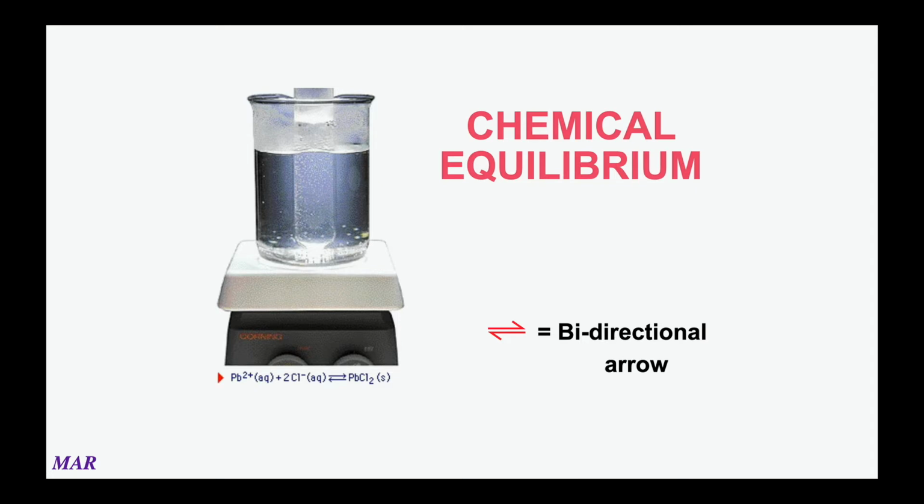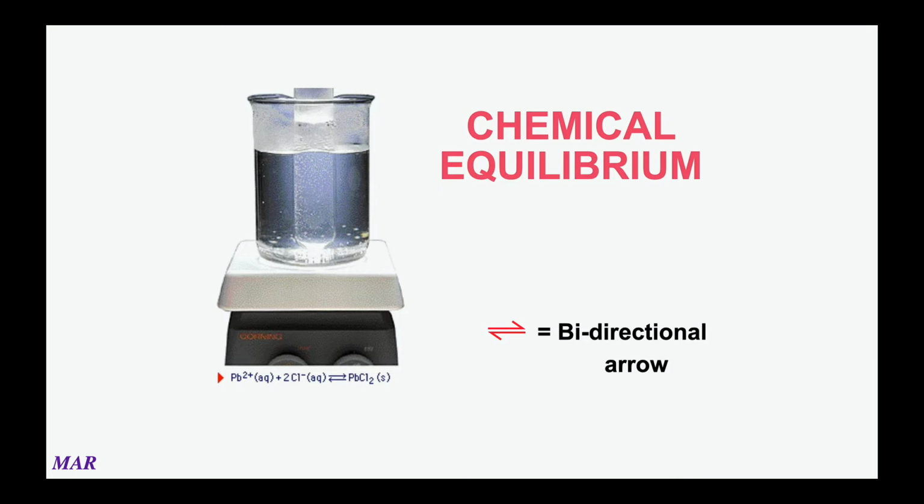One factor of chemistry that we haven't discussed until now is the idea of chemical equilibrium. In the past, we would have talked about lead ions and chloride ions making lead 2 chloride, the white solid you saw. And that would have been a one-directional arrow. It would have been just reactants going to products.